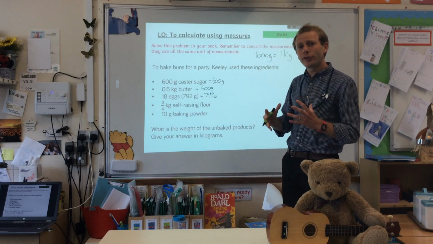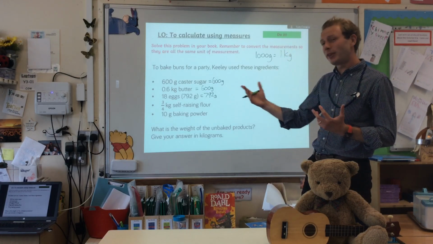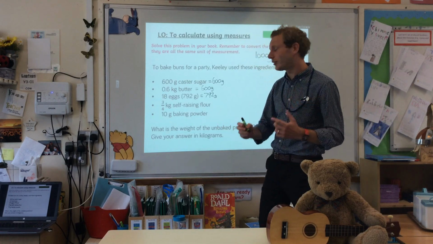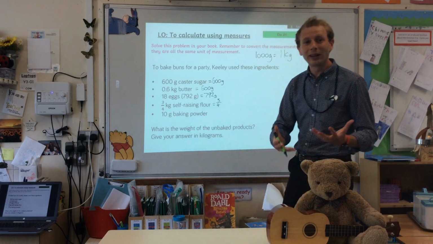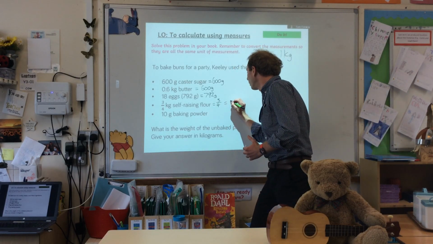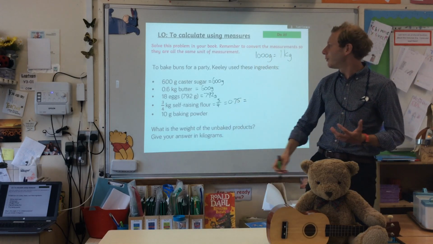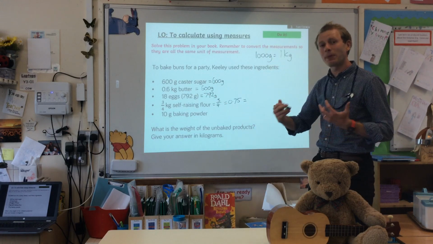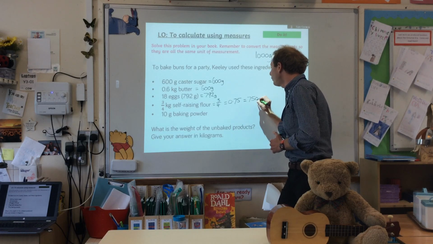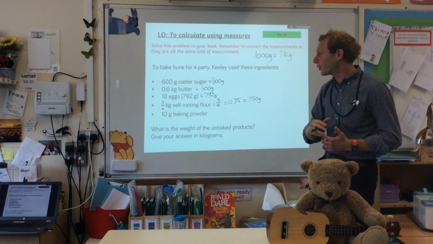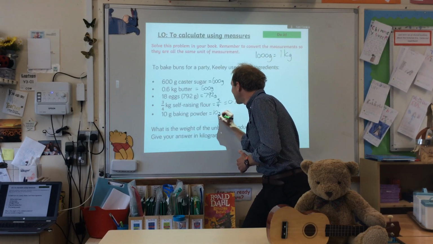Next, I'm going to look at the 3/4 of a kilogram of self-raising flour. You'll notice a big difference here. I've got a fraction. So with this fraction, what I want to do is change that first into a decimal. 3/4 as a decimal is 0.75. And with my 0.75, just like I did with the butter, I need to multiply this by 1,000, which will give me 750 grams. And finally, right at the bottom, 10 grams of baking powder, and that's going to stay exactly the same.